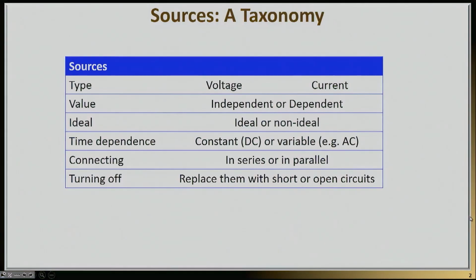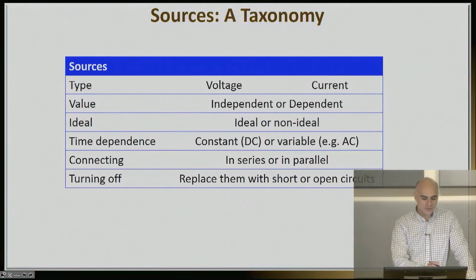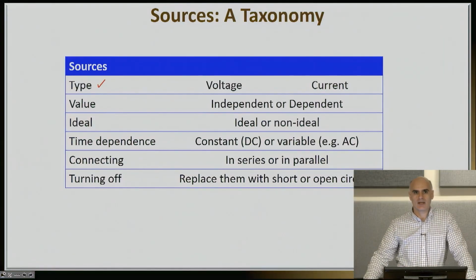Now, there are really many different ways you can think about sources. This particular table here gives one taxonomy that we're going to be using in this class to essentially understand different types of voltages and currents and different types of ideal or non-ideal conditions. So let's go here line by line to give you a little bit of a viewpoint of what we will be talking about. So first of all, let's focus on the type of a source. There are essentially two different types we'll be talking about.